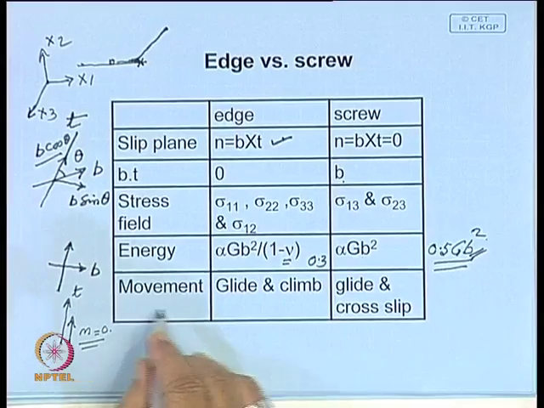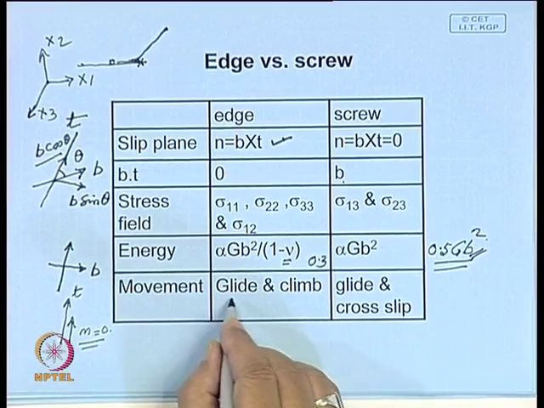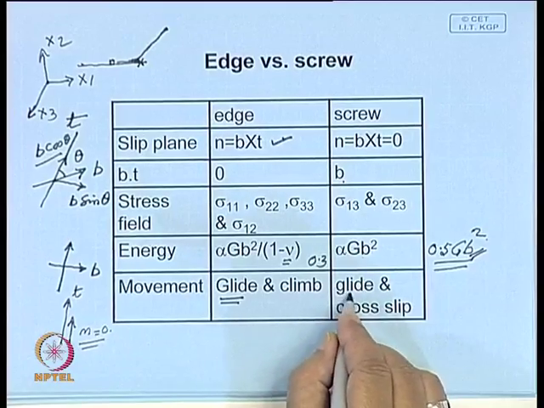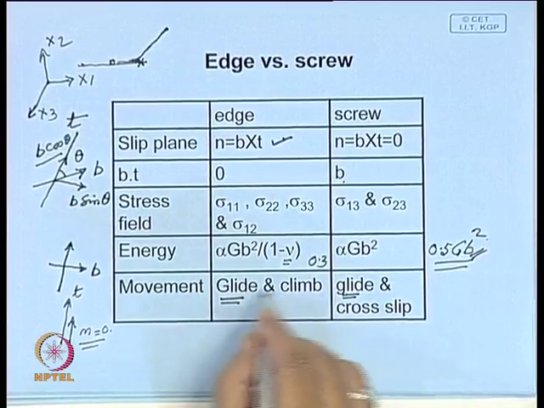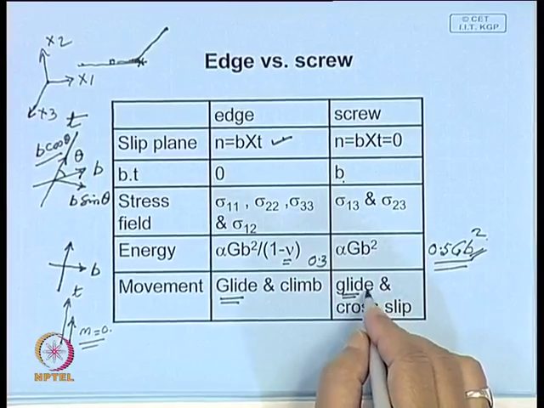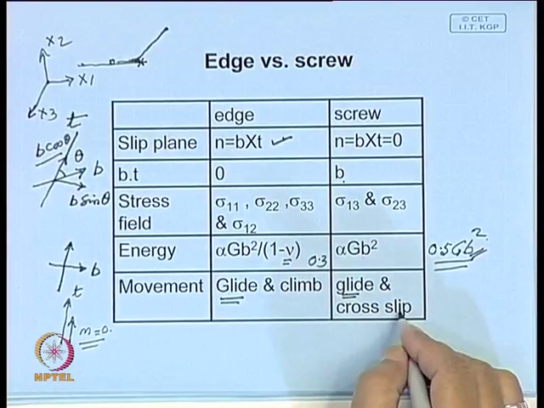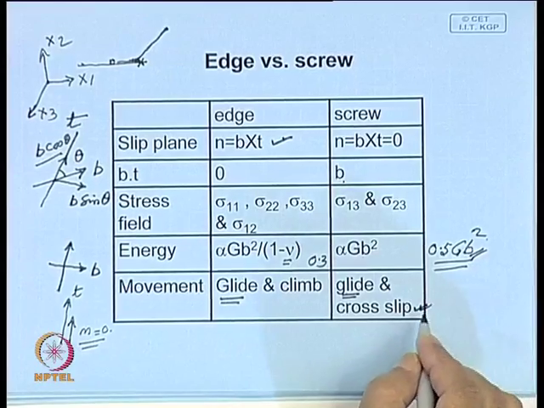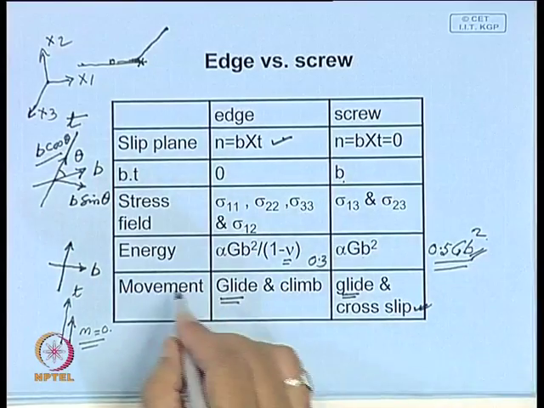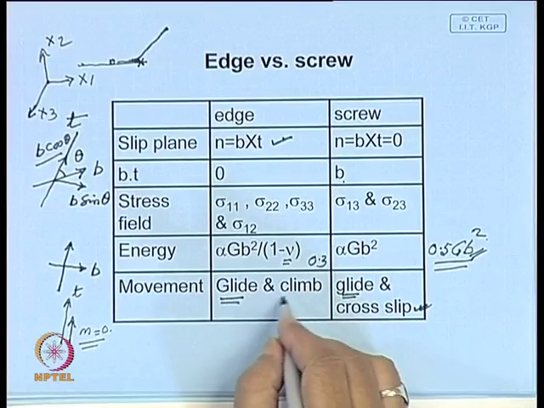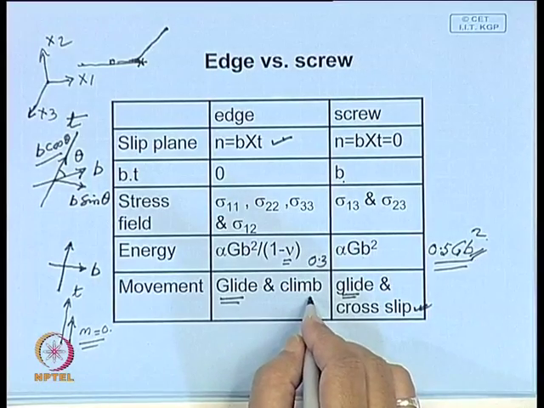Now, about dislocation movement, we said that primary movement is glide through slip. Both edge and screw can glide, but a screw dislocation can not only glide on the present slip system, it can also cross slip onto another slip system, which an edge dislocation cannot do. But an edge dislocation has another type of movement, which is through interaction with vacancies.